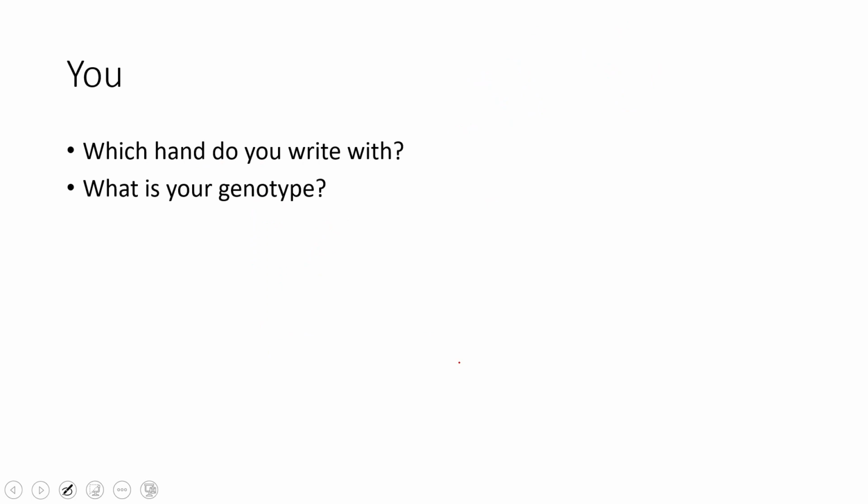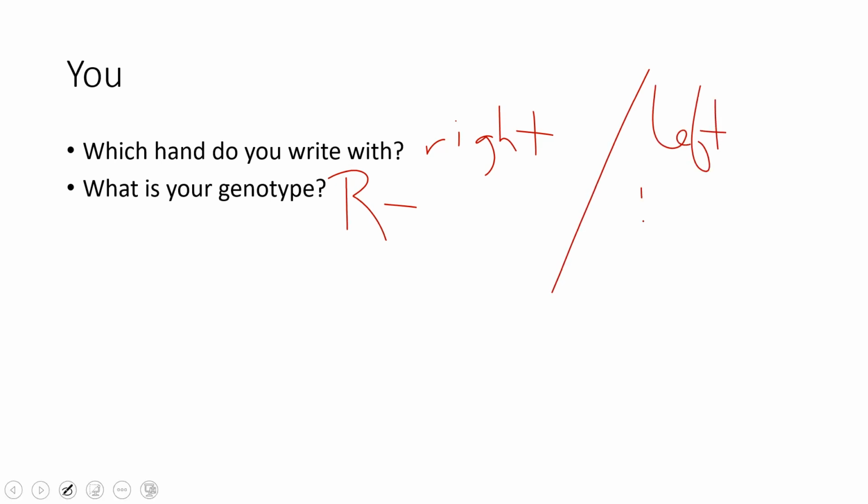Next, they get personal and ask you about you. What hand do you write with, and therefore what is your genotype? I'm going to use myself as an example because I don't know what you write with. I happen to be right-handed, so I would answer right. And then what's my genotype? I know I've got a big R, but I don't know what my second letter is. If you happen to be left-handed, you do know what you are, because in order to be left-handed, you must be homozygous recessive, so little r, little r.